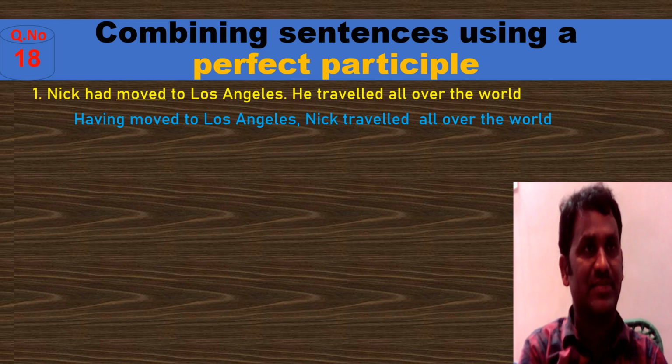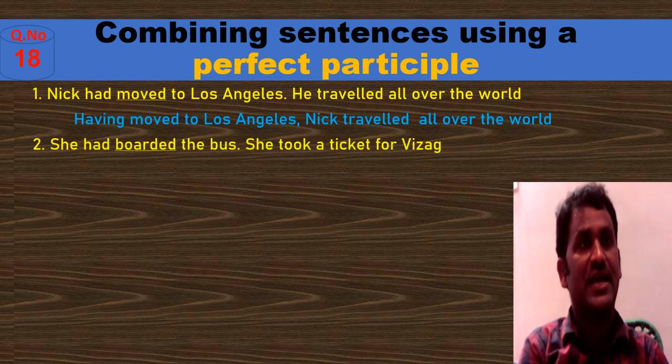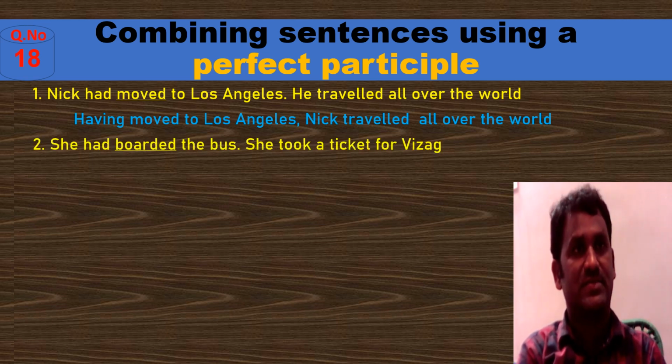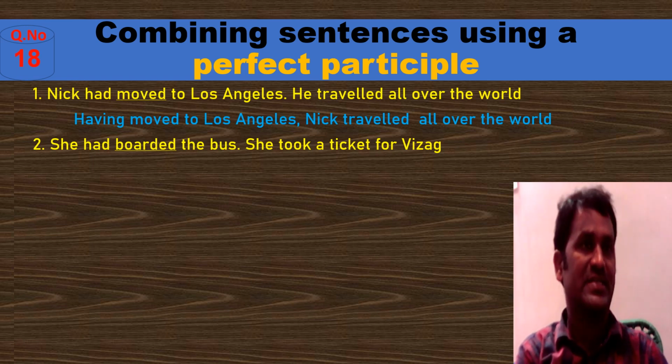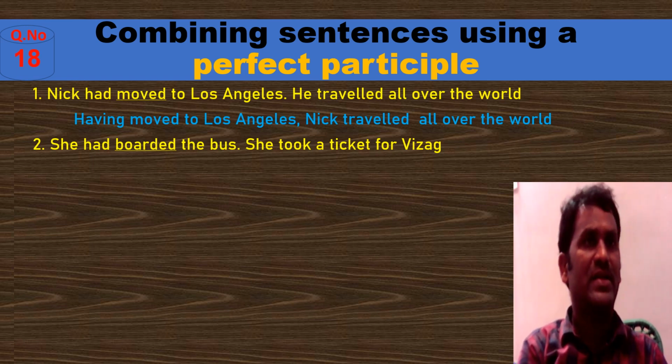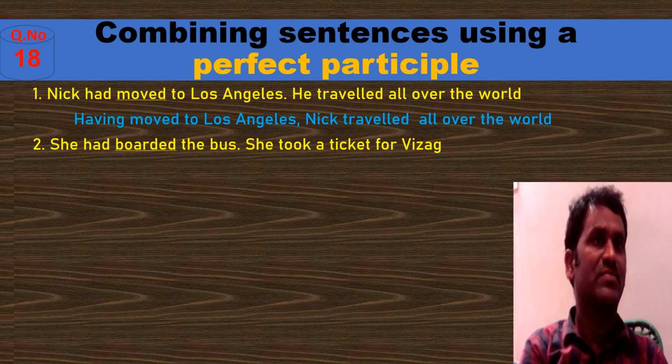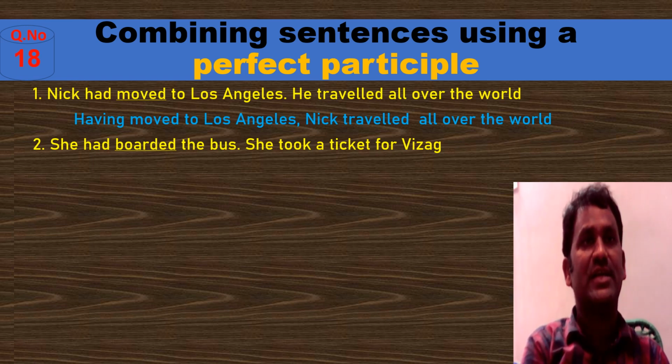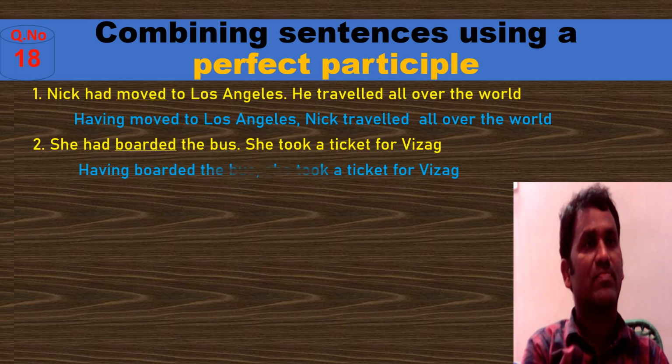Let us see the second example. She had boarded the bus. She took a ticket for Vizag. Combine with a perfect participle. The same, having plus boarded, third form, boarded, same. Having boarded the bus, after boarding the bus, she took a ticket for Vizag. Let us see. Having boarded the bus, she took a ticket for Vizag.